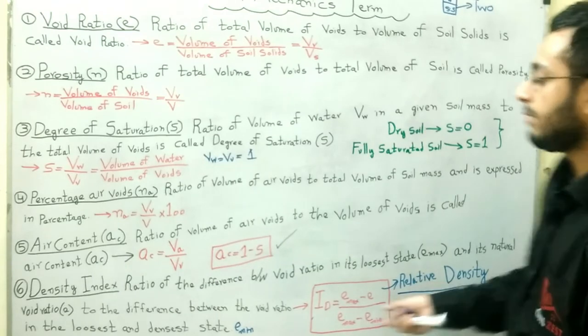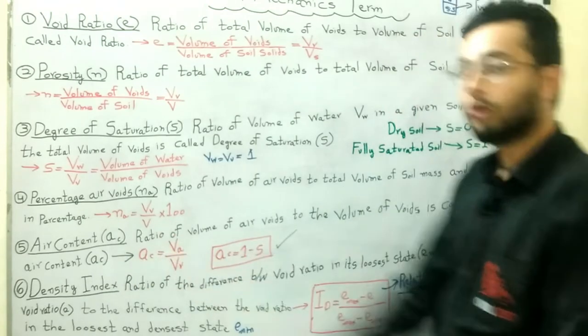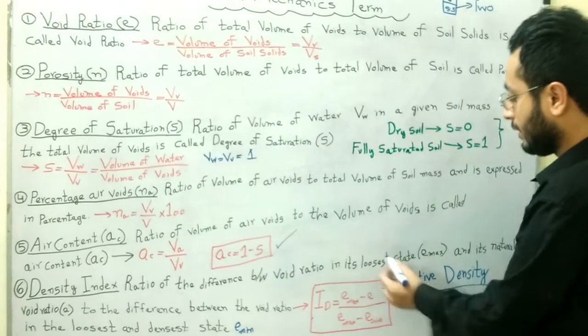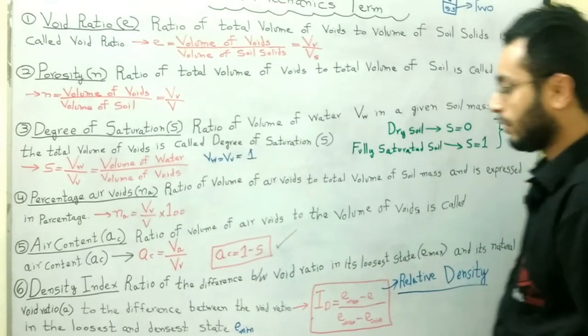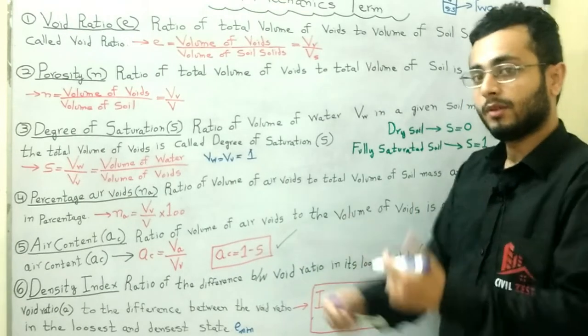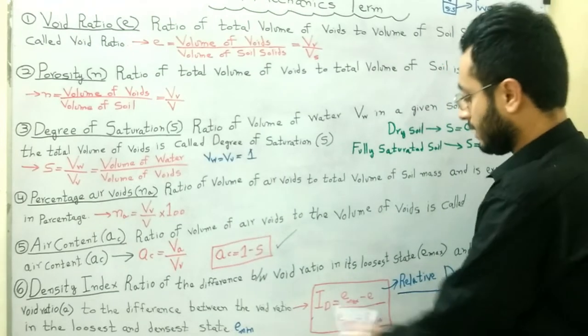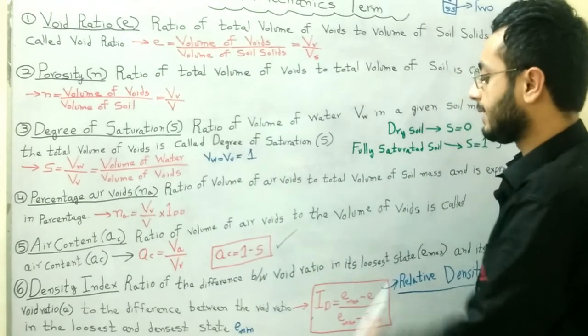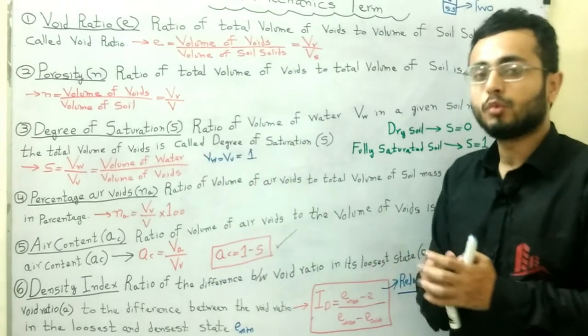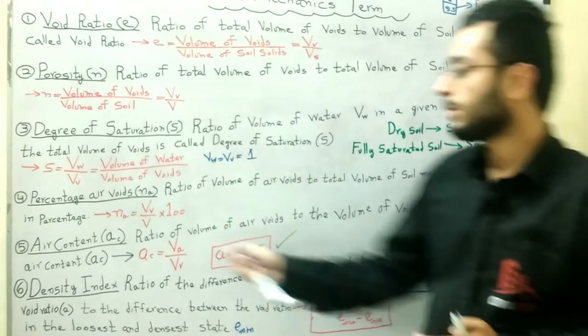So basically, we revise that density index is a ratio of the difference between the void ratio in its loosest state and its natural void ratio, that is Emax minus E, to the difference between the void ratio in the loosest and the densest state. This is the statement of the density index.